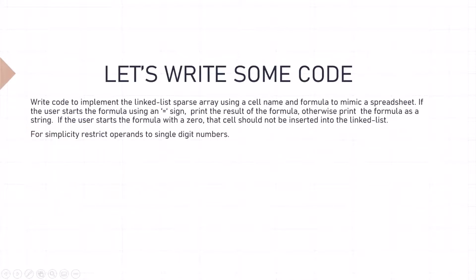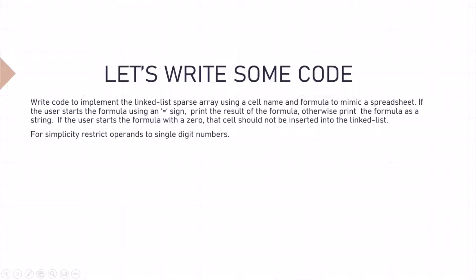Now, keeping that in mind, let's write some code. Write code to implement the linked list sparse array using a cell name and formula to mimic a spreadsheet. If the user starts the formula using an equal to sign, print the result of the formula just as in Excel, for example. Otherwise, print the formula as a string. If the user starts the formula with a 0, that cell should not be inserted into the linked list. For simplicity, restrict operands to single-digit numbers.